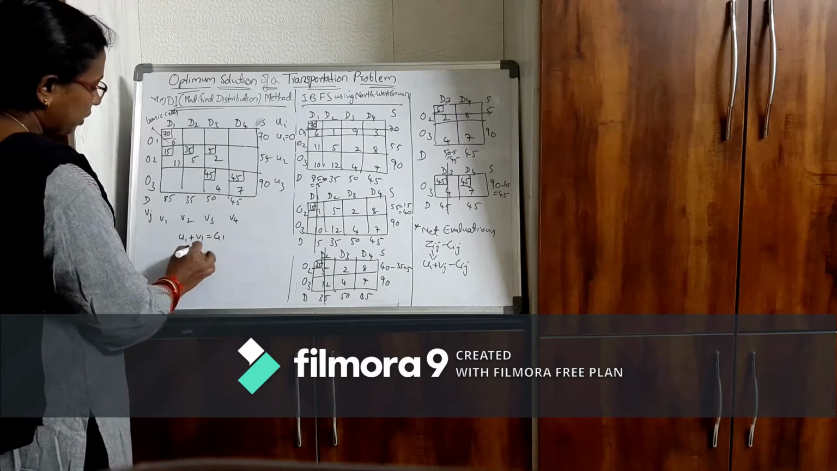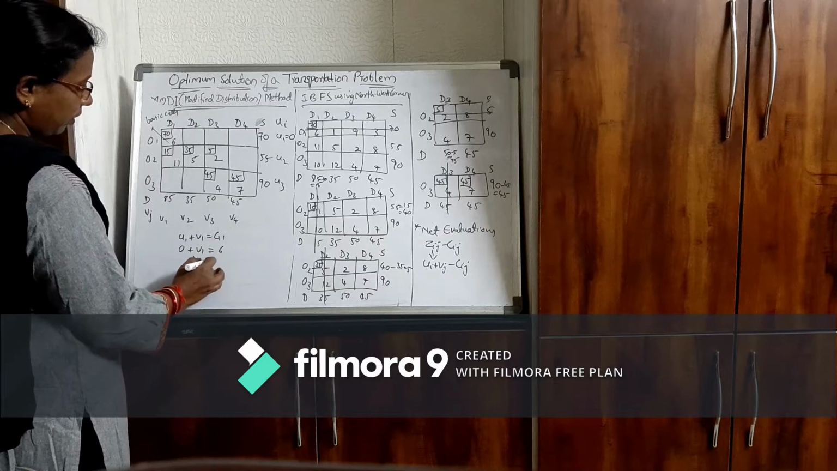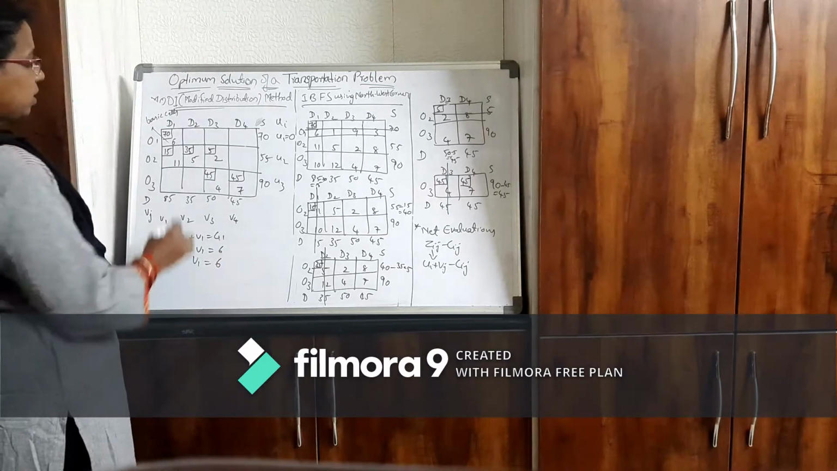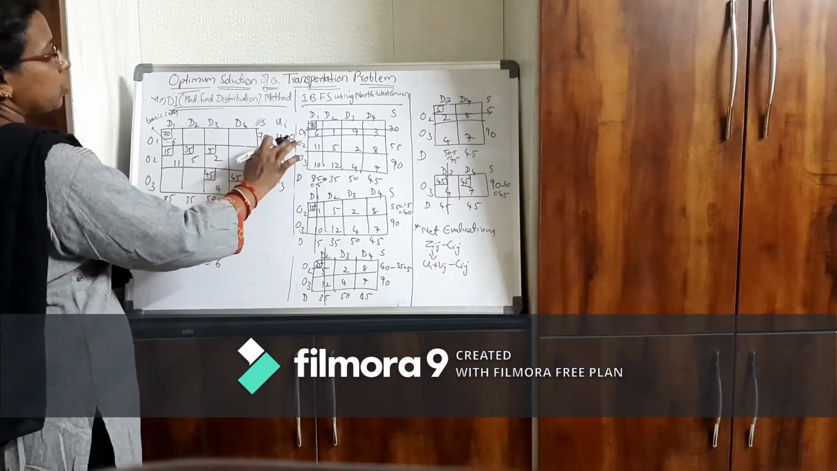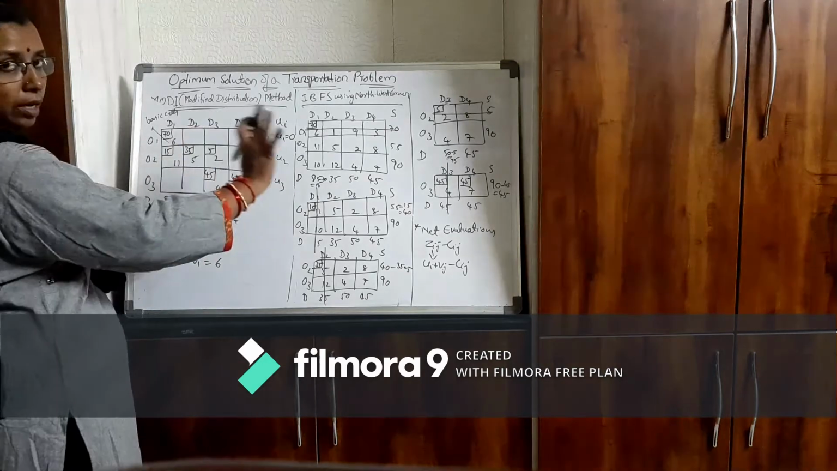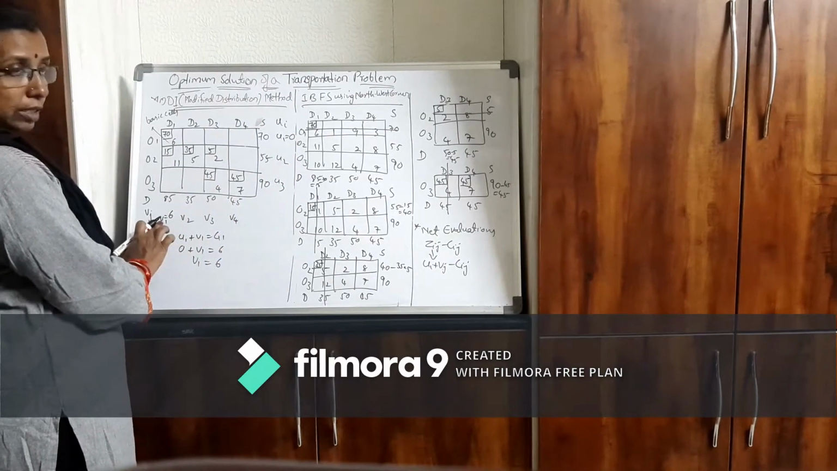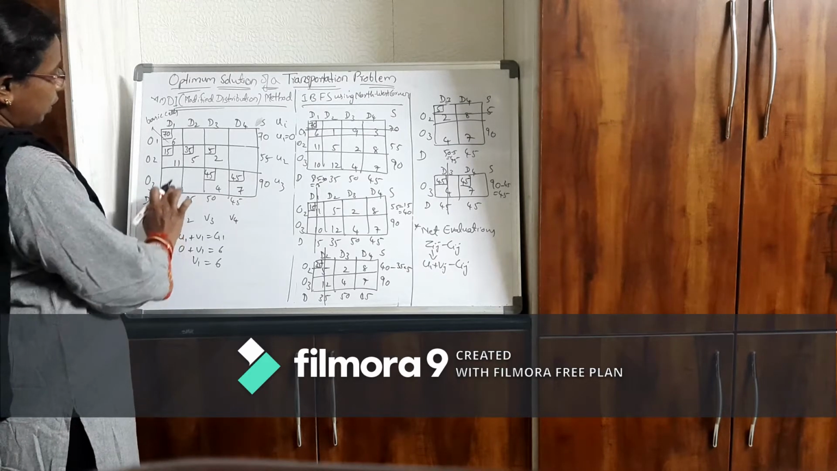That means 0 plus V1 equals C11, and how much is C11? 6. So V1 is equal to 6. Now corresponding to this U1 equal to 0, see whether you have any other allocations. You don't have any other allocations. You got V1 as 6. Now corresponding to this V1 as 6, see whether you have any allocations.